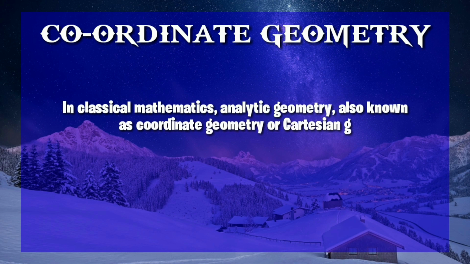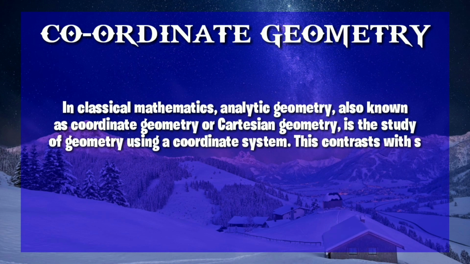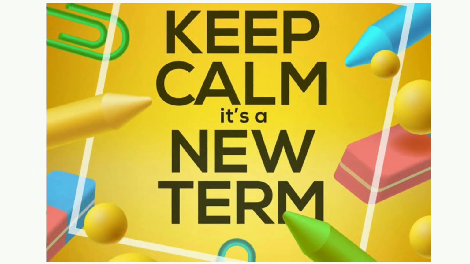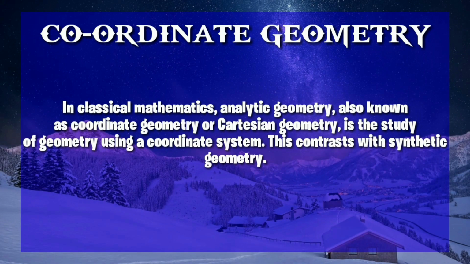Actually, in classical maths, analytical geometry is also known as coordinate geometry. So we have another term. Okay, fine. Or Cartesian geometry is the study of geometry using coordinate systems. This contrasts with the synthetic geometry also.